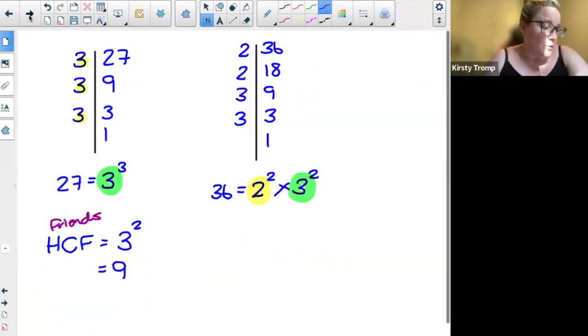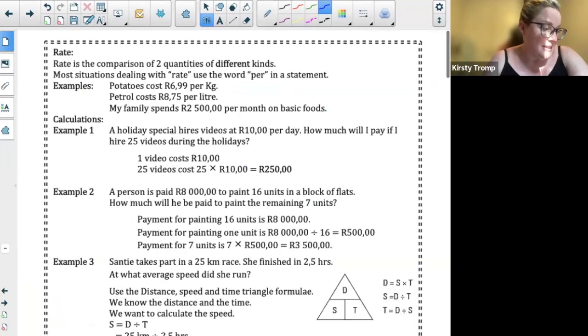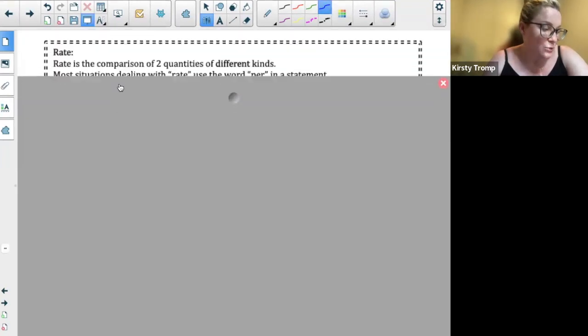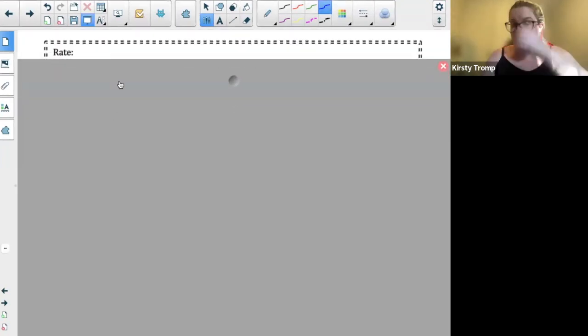Okay, so what are we looking at next? Next, we're going to look at rates. Now, somebody was asking me earlier, ma'am, when are we going to do exchange rates? So exchange rates is kind of the same thing as rates, okay? We will do exchange rates again when we do finance too, but let's have a look at rate for tonight.